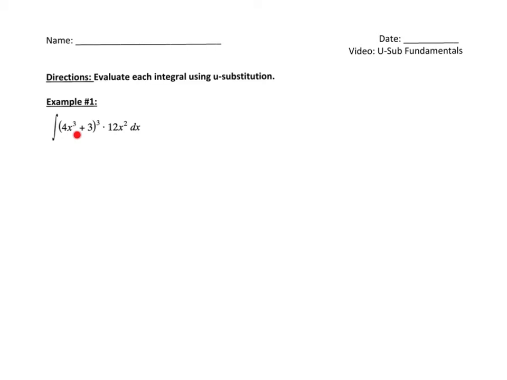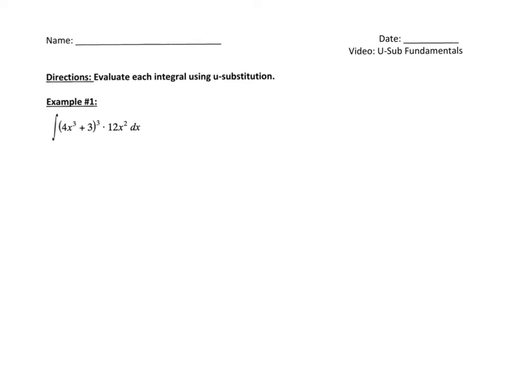You would just have to triple distribute this 4x to the third plus 3. So don't write this down, but this is what you would have to do. 4x to the third plus 3 times 4x to the third plus 3, and then times another 4x to the third plus 3, then times the 12x squared, that's next to the dx. You triple distribute that, then you distribute the 12 in, and you get some polynomial. Then you can absolutely add 1 to the power, divide by the power. But I think that would take a very long time.